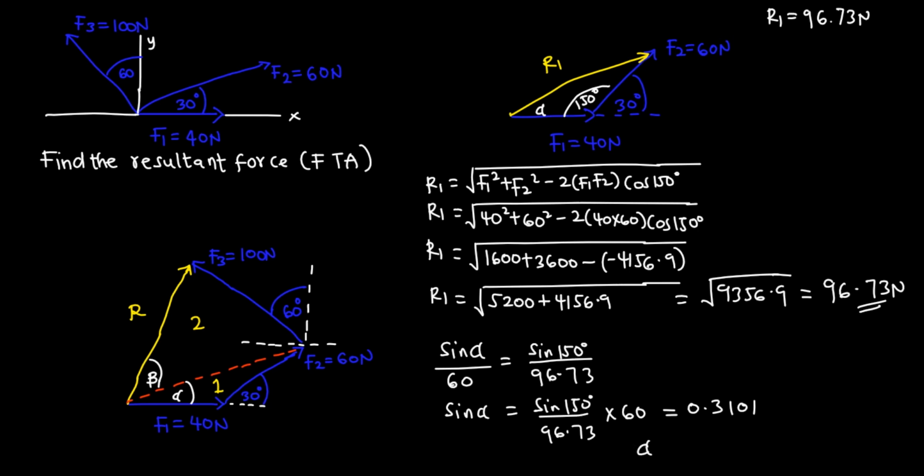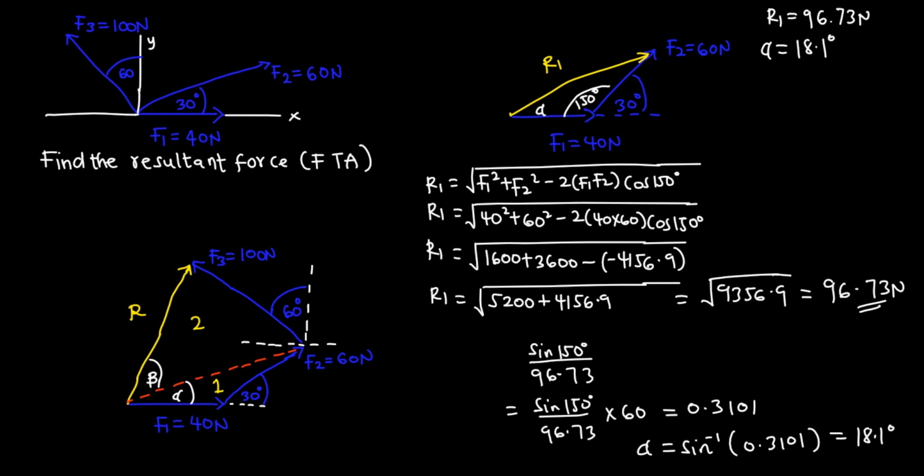I'm going to have alpha equal to the sine inverse of 0.3101. So let's see what that will give us. This will give us a value of 18.1 degrees. So that's the value of alpha. Let's write this here also. That's 18.1 degrees. So now let's consider the second triangle.